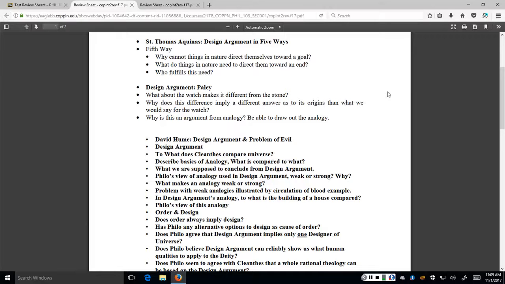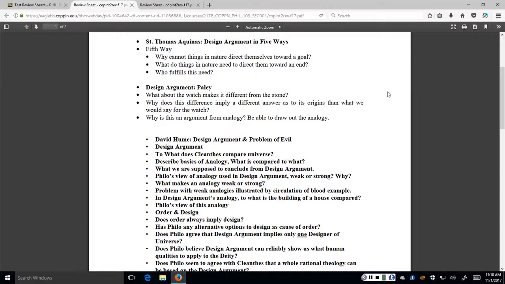And just like Aristotle, we'll see that Aquinas and Paley, who are both influenced, perhaps Aquinas more strongly than Paley, by Aristotle, they see purposes in nature and they see God as the reason there are things in nature with built-in purposes. So why can't things in nature direct themselves toward the purposes that they serve?